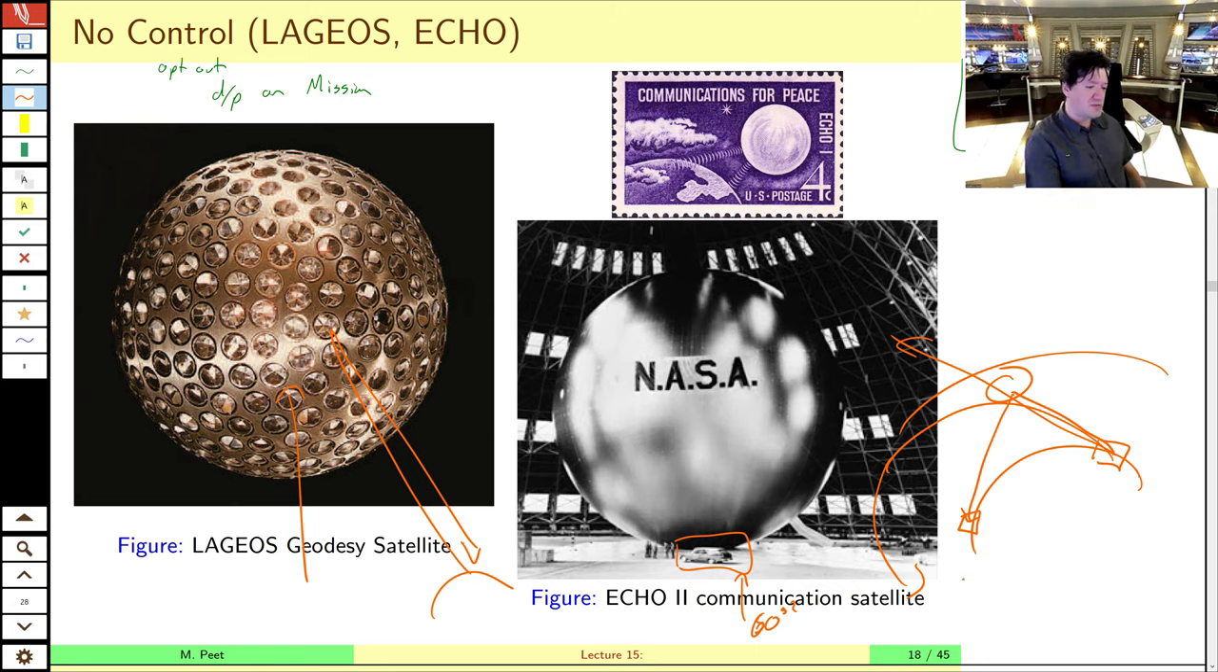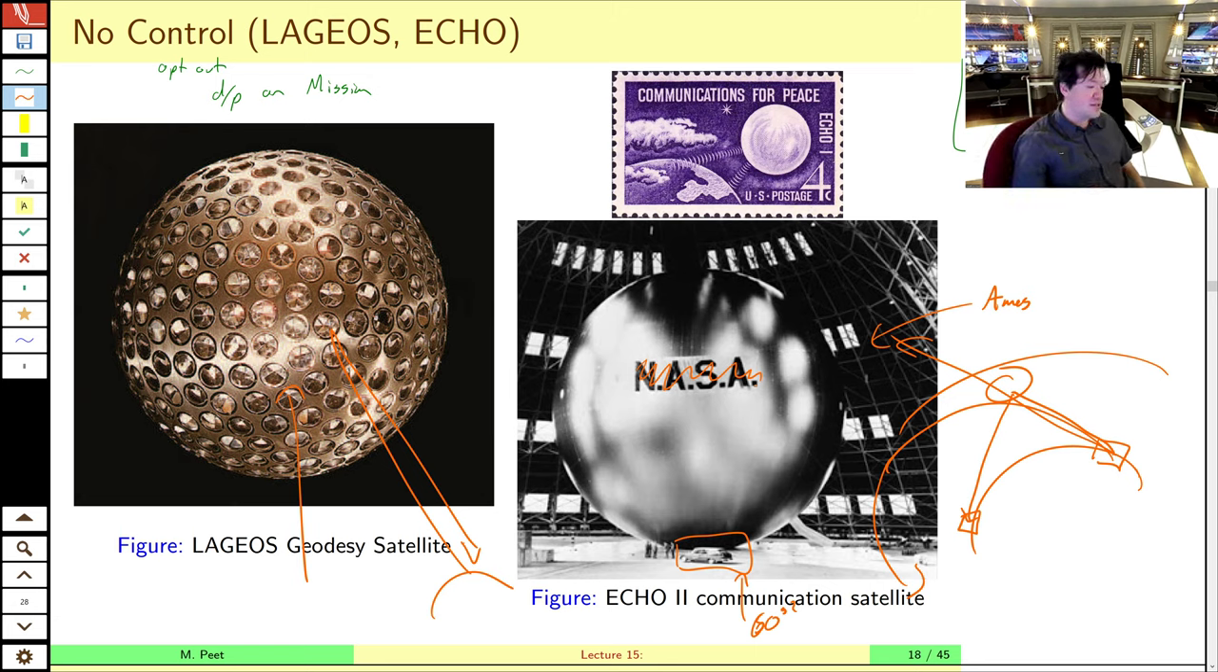This, by the way, is inflated in a big blimp hangar. I think this is NASA Ames. There's a big blimp hangar in NASA Ames near Stanford, actually. I don't think the actual spacecraft had NASA written on it, because that would not be a good idea. So this is probably just a prototype.